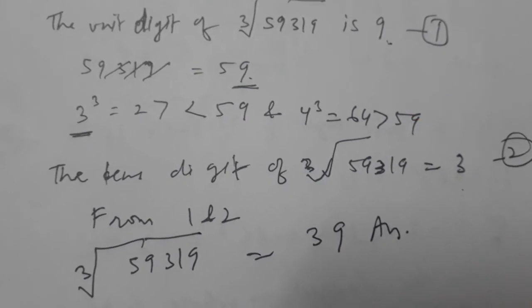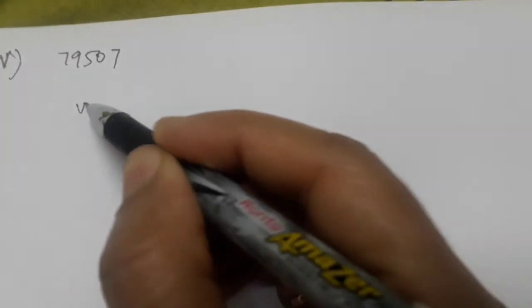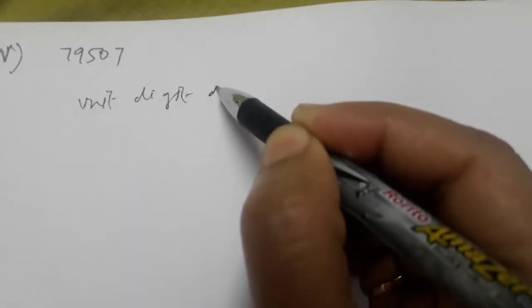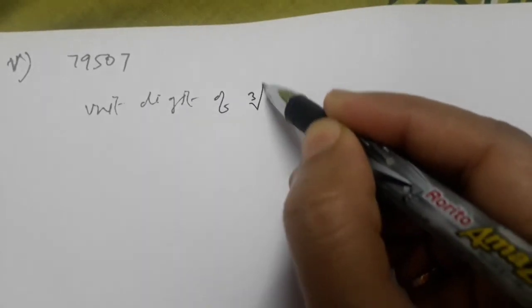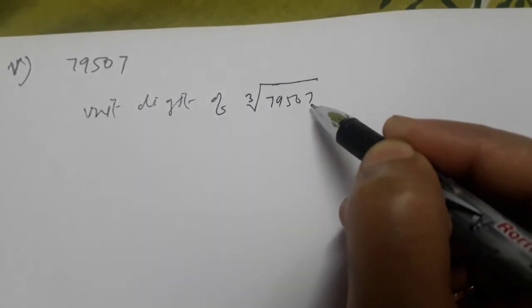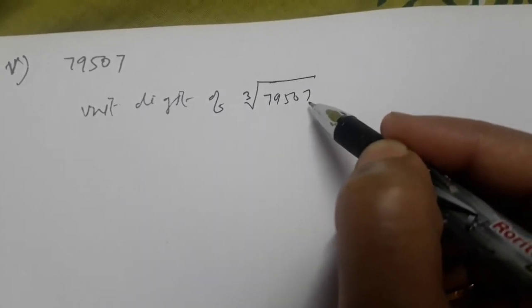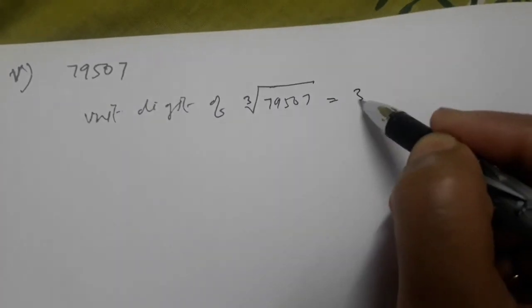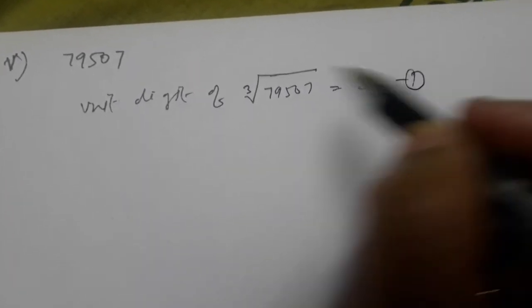Now come to the fifth part. So the fifth part is 79,507. So the unit digit of the cube root of 79,507 would be what? 7 7s are 49 and 49 7s are 343. So it will become 3. It will become our first statement.